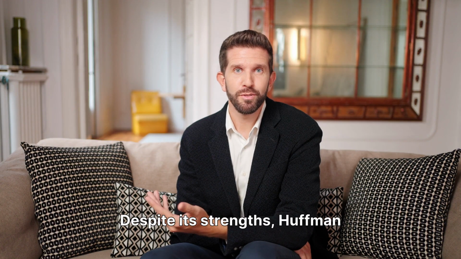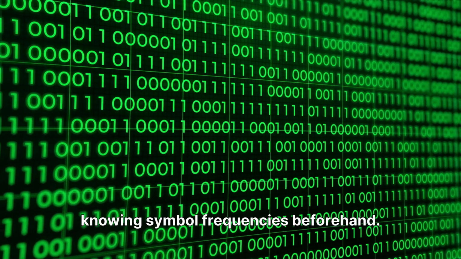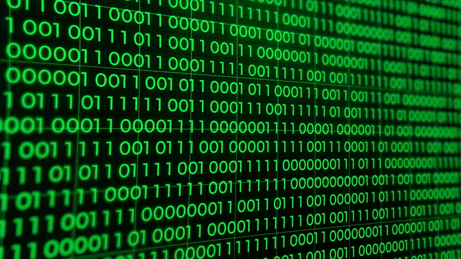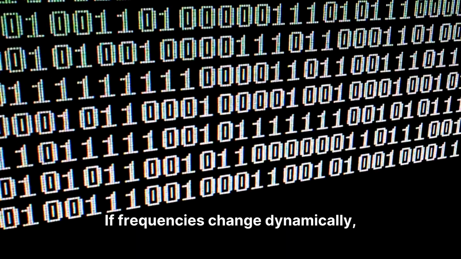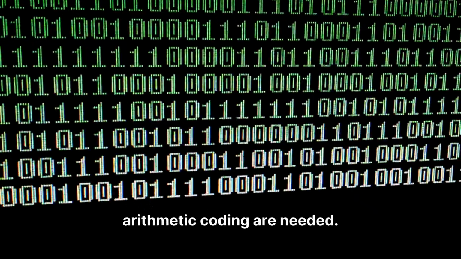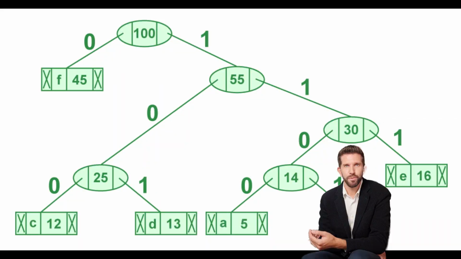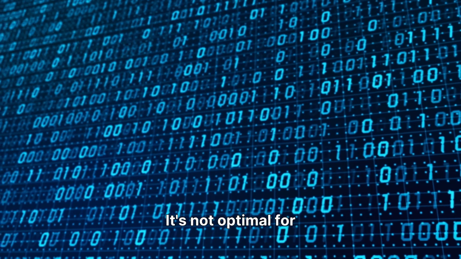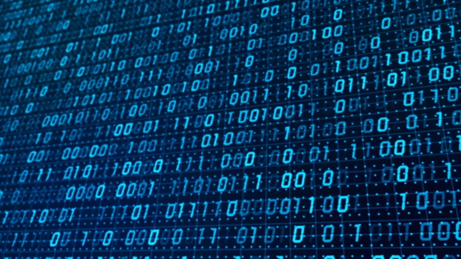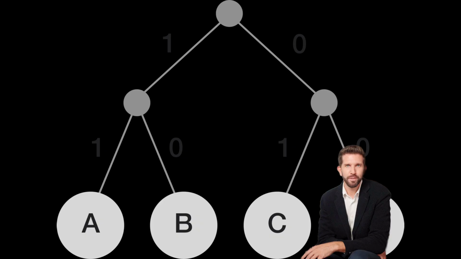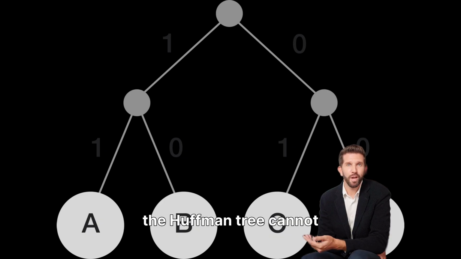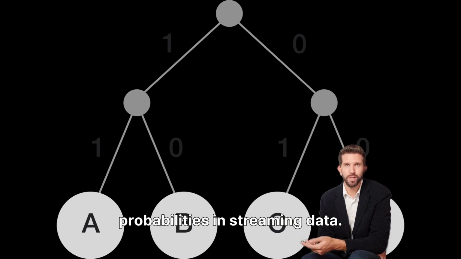Despite its strengths, Huffman coding has limitations. Its efficiency depends on knowing symbol frequencies beforehand. If frequencies change dynamically, adaptive Huffman coding or arithmetic coding are needed. There's overhead for small files, as the Huffman tree must be stored or transmitted. It's not optimal for correlated data, as it assumes symbol independence. Its limited flexibility means the Huffman tree cannot easily adapt to changing probabilities in streaming data.